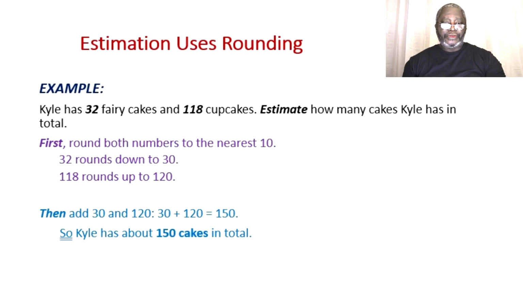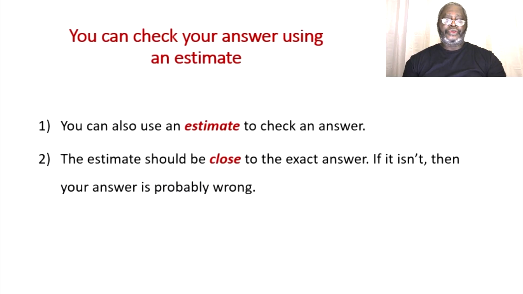Then add 30 and 120. That is 30 plus 120 is 150. So Kyle has about 150, you note the word about. Kyle has about 150 cakes in total. It's important that you take note of the language that is being used when you're talking about rounding up and estimating. About, nearly, okay?